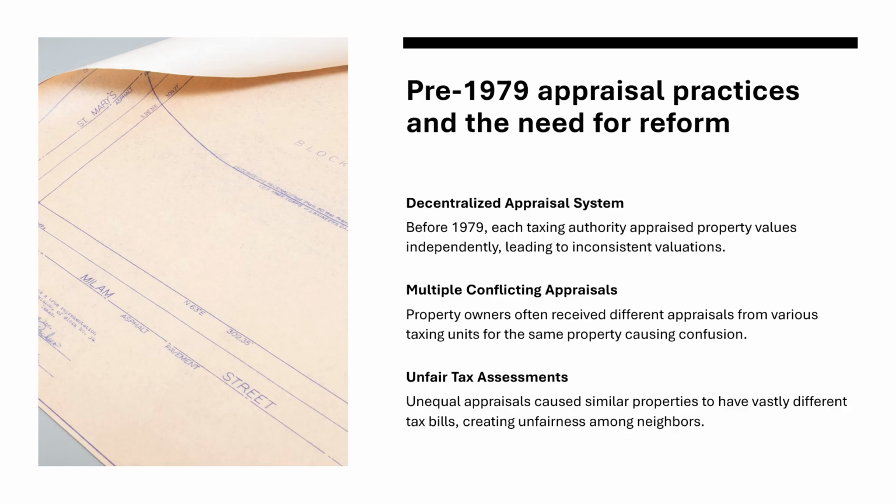Property owners often received multiple appraisals for the same piece of land, one from each taxing unit. These appraisals frequently didn't match. A county might appraise a parcel one way, while the school district appraised it differently, and the city assigned yet another value. Not only was this confusing for landowners, it was also unfair. Neighbors with nearly identical properties could end up with wildly different tax bills, depending on how aggressive or lenient the local appraisers were.